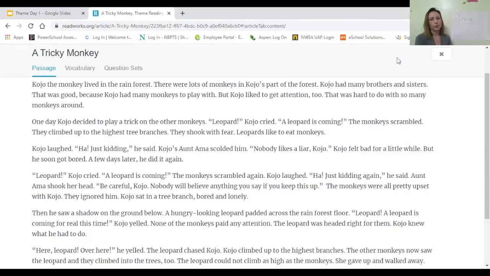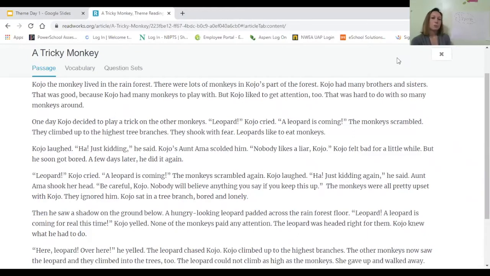Kojo felt bad for a little while, but soon he got bored. A few days later, he did it again. "Leopard!" Kojo cried. "A leopard is coming!" The monkeys scrambled again. Kojo laughed. "Just kidding again," he said. Aunt Amma shook her head. "Be careful, Kojo. Nobody will believe anything you say if you keep this up."